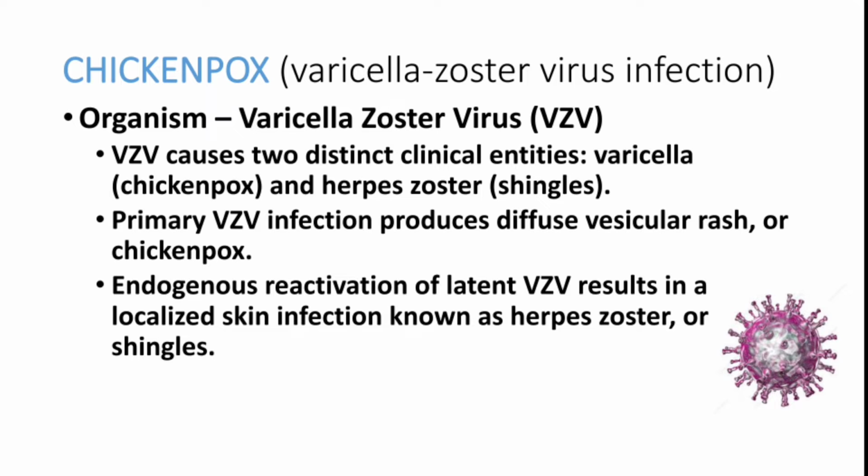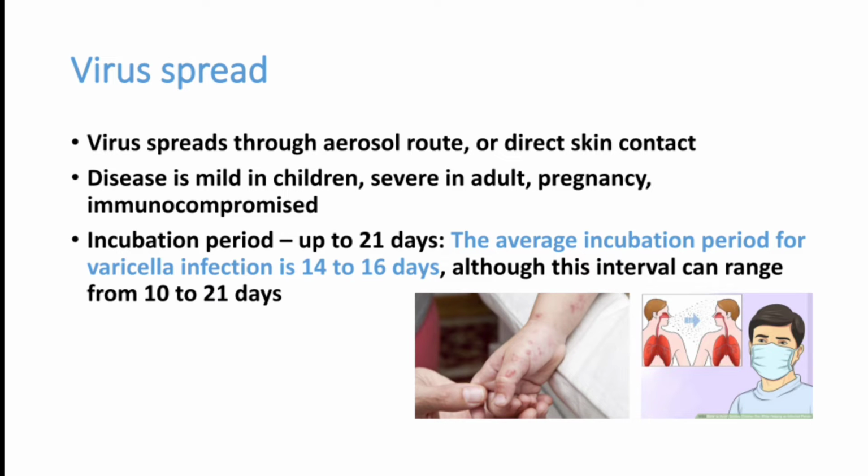Primary varicella zoster infection produces diffuse vesicular rashes all over the body, that is called chickenpox. Endogenous reactivation of latent varicella zoster virus after many years of initial infection in a local dermatome is called herpes zoster or shingles. Now we will see in what way the virus spreads.